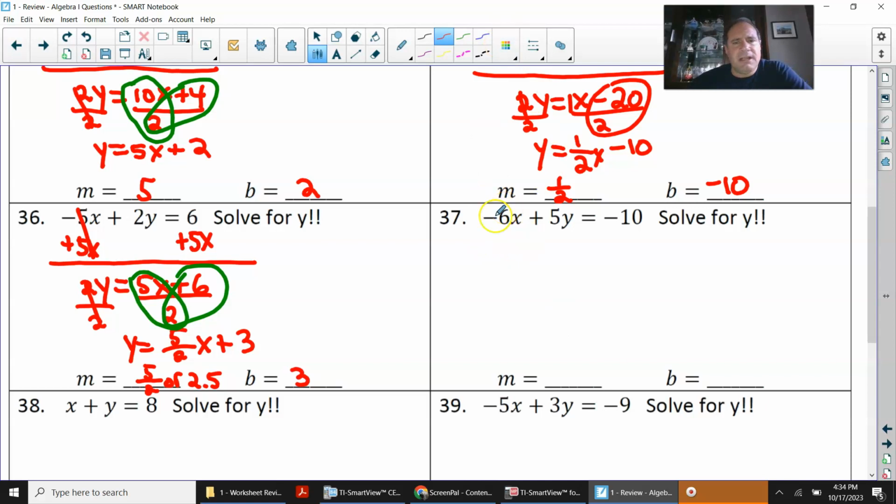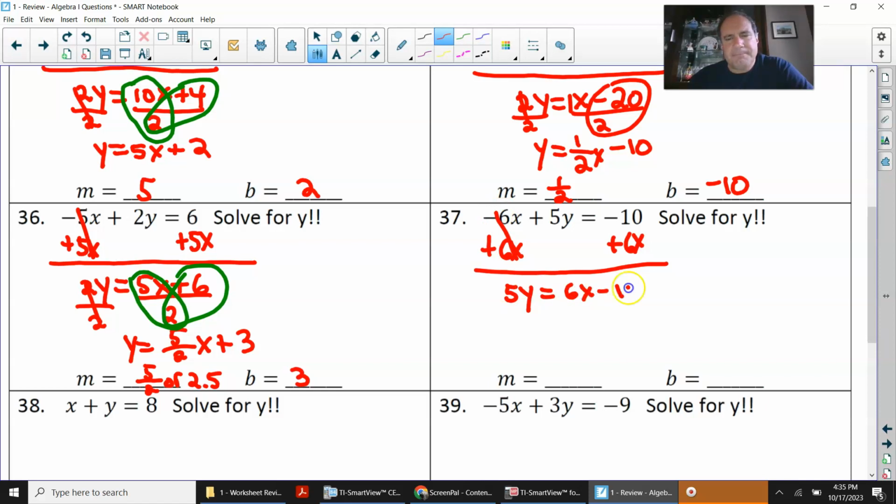For this one here, again, this starts with this. See this negative 6x? I need to get it over to the other side. And that is positive 6x on both sides. This will cancel. You get 5y equals 6x minus 10. Now we have to get the y alone. It's with the 5. It's attached by multiplication, so that's why you divide.